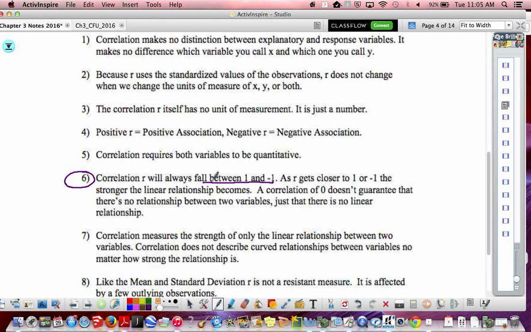If you get a correlation of 0, it doesn't mean that there's no relationship. It just means that there's no linear relationship. And there'll be a problem today in the CFU that will actually show you this, that you'll get a correlation of 0, but yet you'll see that there's an obvious pattern to your points. It's just not linear.